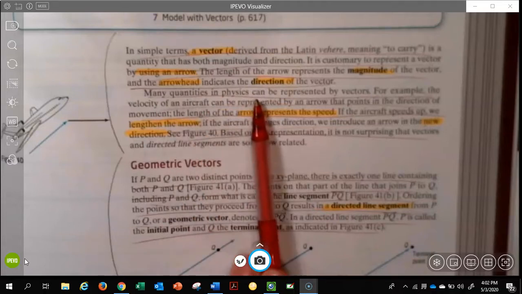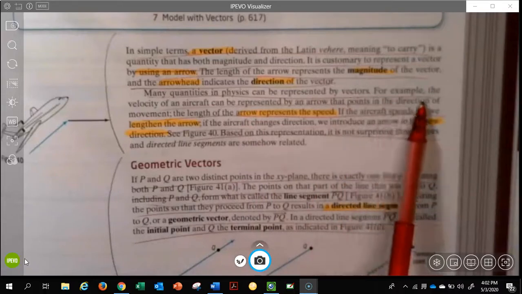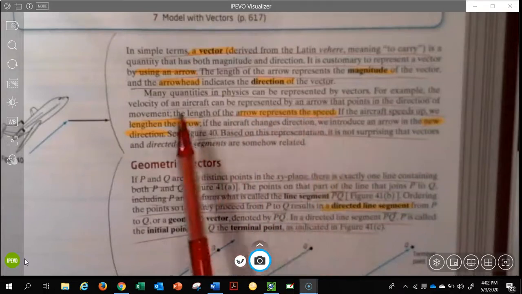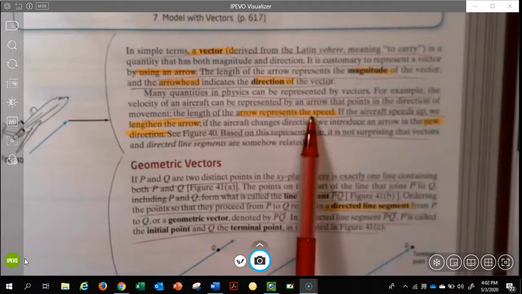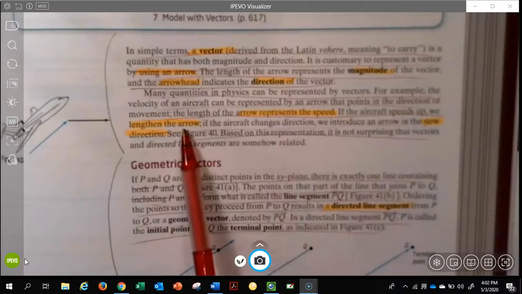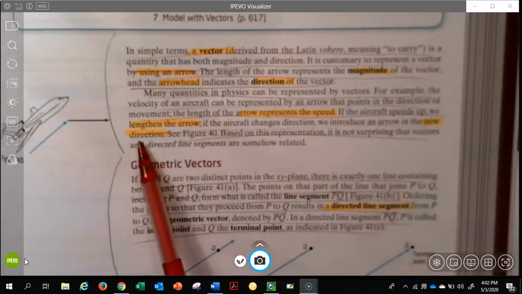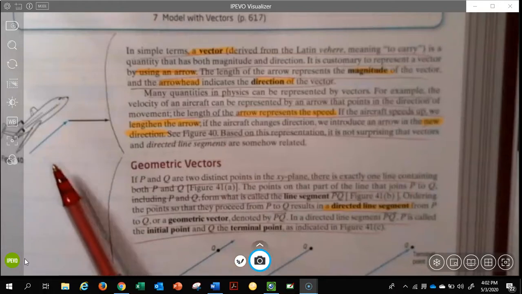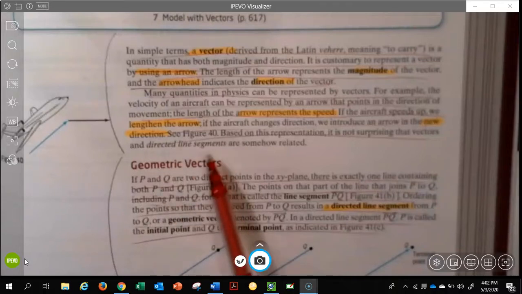Many quantities in physics and a lot of the courses you will study in the future can be represented by vectors. For example, the velocity of an aircraft can be represented by an arrow that points in the direction of movement. The length of the arrow represents the speed. If the aircraft speeds up, we lengthen the arrow. If the aircraft changes direction, we introduce an arrow in the new direction. Based on the representation you see here, it's not surprising that vectors are directed line segments, or that somehow it's all related.